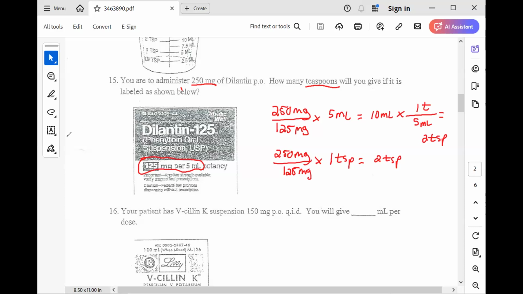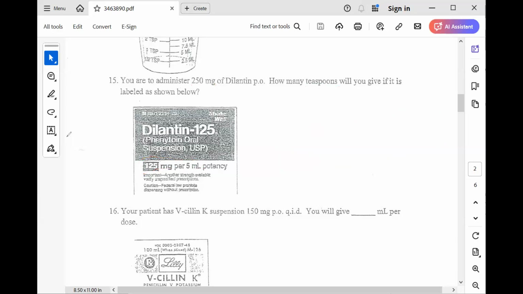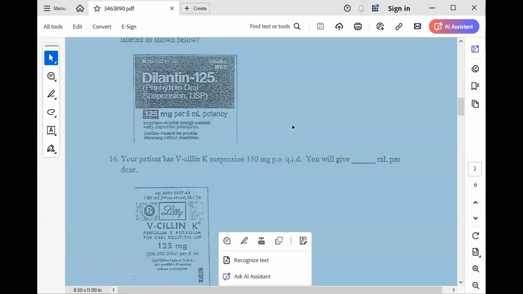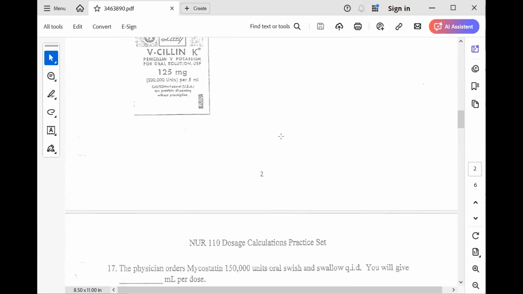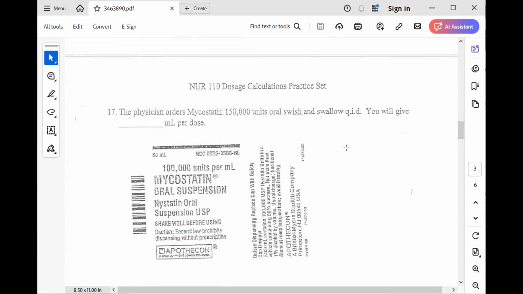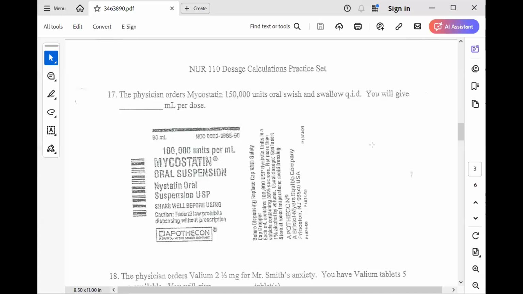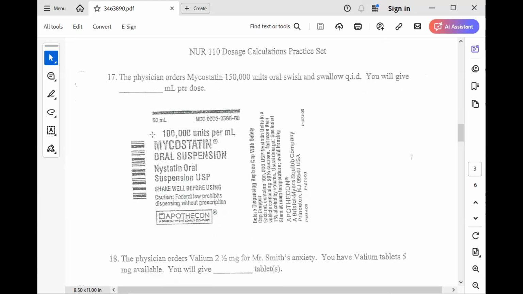All right. Just going to clear all that, and we're going to keep moving. We did that one. So some of these we already did, so they're on the previous review time. I'm just trying to go through all these different questions, and at least you're seeing them. Let's go ahead and work through this mycostatin question.